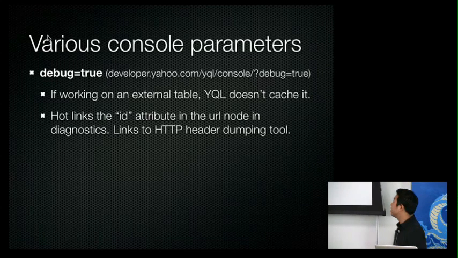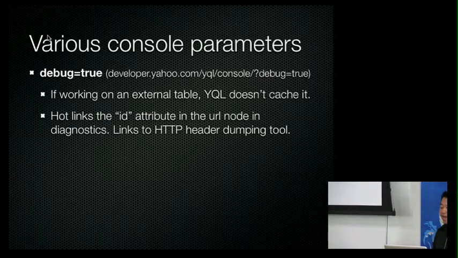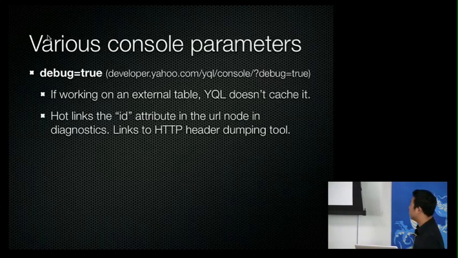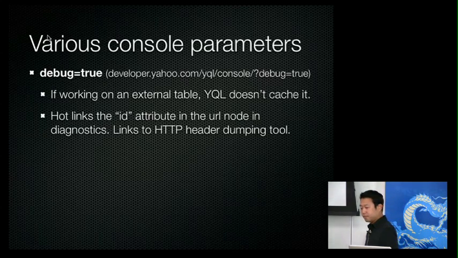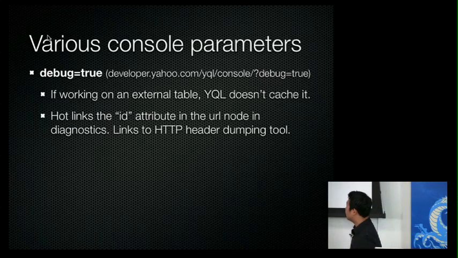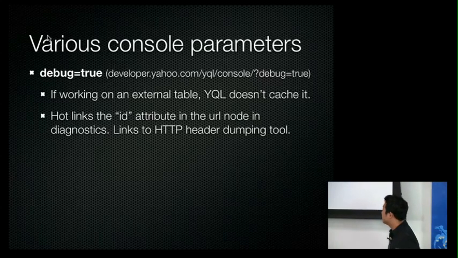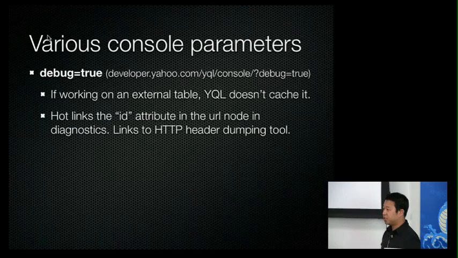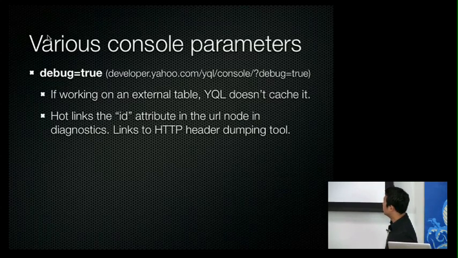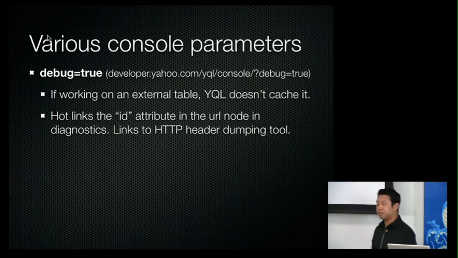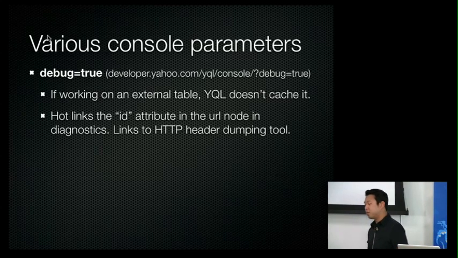Okay, so let me talk about some various console parameters that you could add that will help you with your YQL development. And the first one is debug equals true. What this does is basically tell the YQL engine not to cache your external table. So if you're developing an open table, by default, YQL caches it.